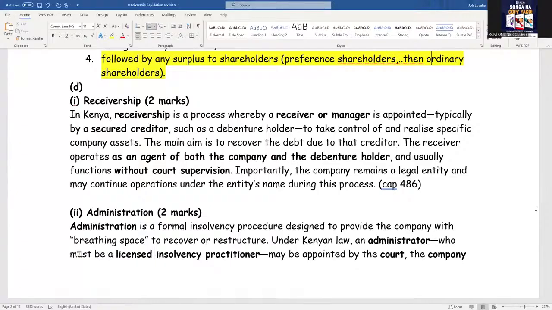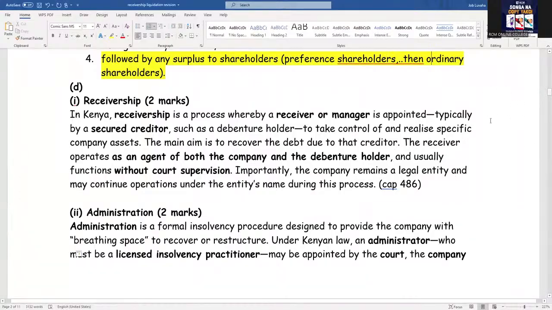to sustain it as a going concern to exist for the foreseeable future for the benefit of all the stakeholders. So you can see under receivership, safeguarding, protecting the interest of a specific creditor by securing, for example, charged assets. Administration, taking over management of the affairs of the company to sustain the company as a going concern for the foreseeable future, for the benefit of all the creditors and any other relevant stakeholders. So that's what you call administration.